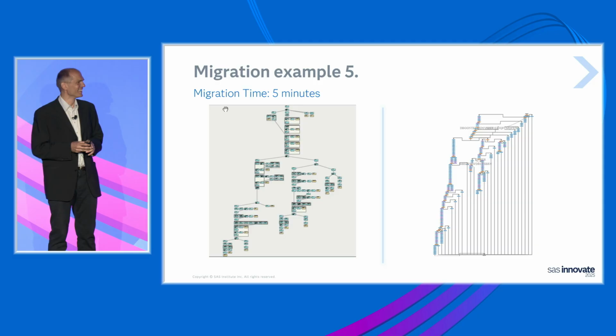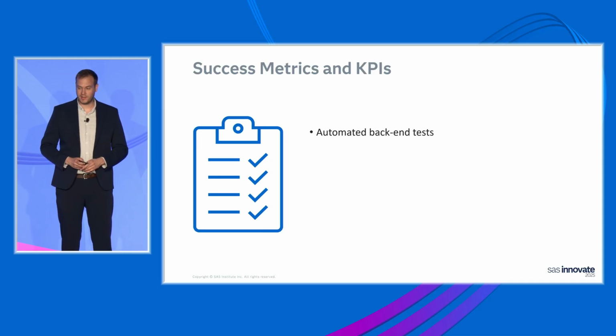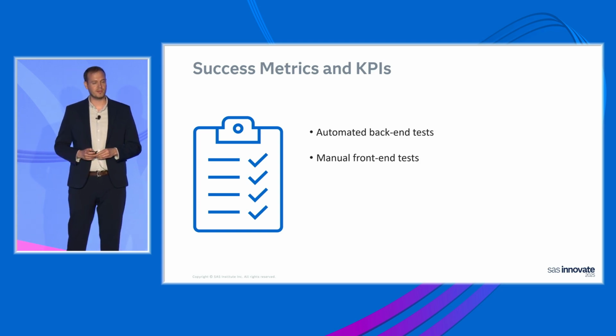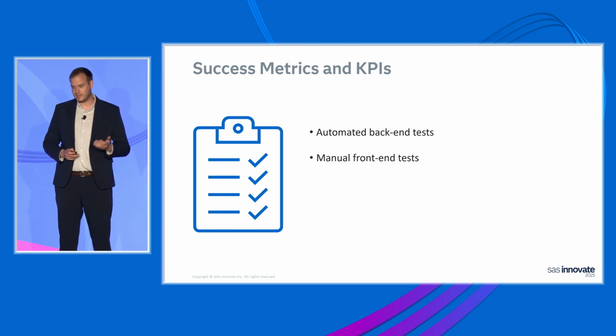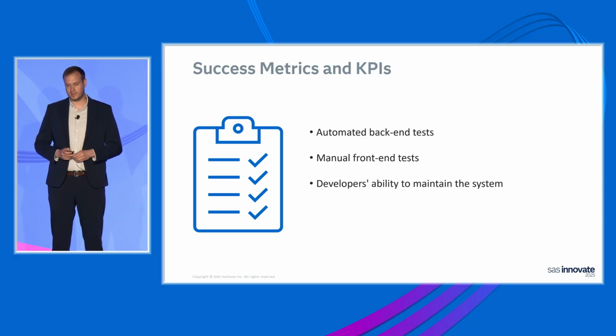And I was just thinking about why we created flows with 200 nodes, but probably it's the topic of another presentation. So let's see our success metrics, how we defined the success. Of course, we made lots of testing, also automated tests on the backend side and manual tests on the front-end side. And based on our developers' experience, we asked them to check whether they can maintain the system further on.